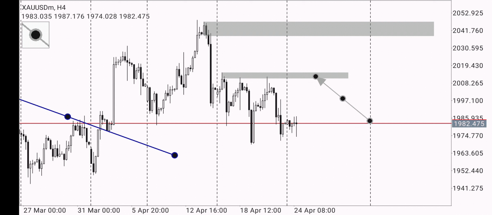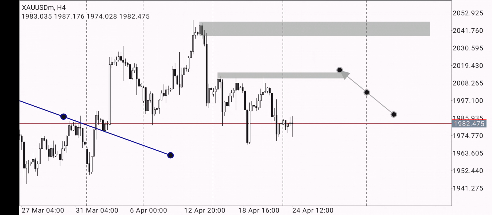But if I don't see the sellers present, we are not selling. Wait for it to break, and once it reaches here, wait for sellers present. After taking out this liquidity, then we will sell. That's the movement for the week.